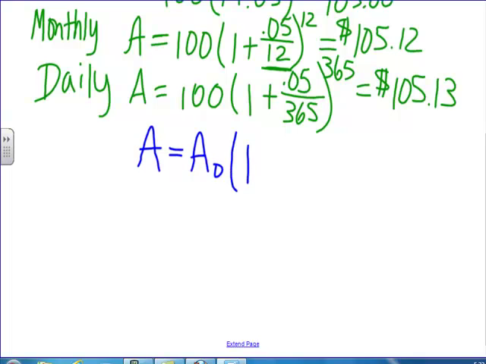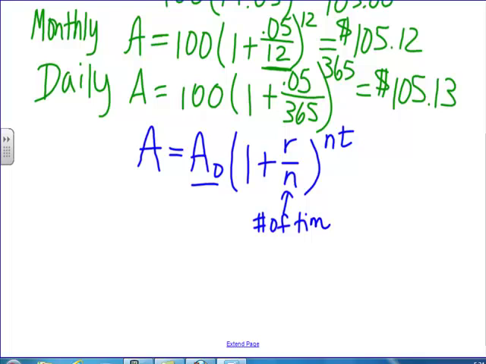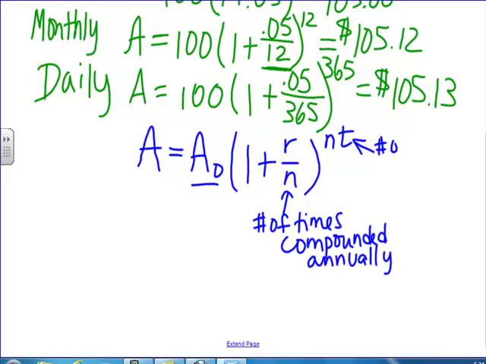So I'm going to write a little more complex version of that, and that would be whatever our initial amount of money is times 1 plus r over n, all raised to the nt. The r is still the rate, and n is the number of times compounded annually. And t is the number of years. So if it was 2 years and you were compounding monthly, this number would end up being 24. Now don't worry if this seems kind of confusing right now.